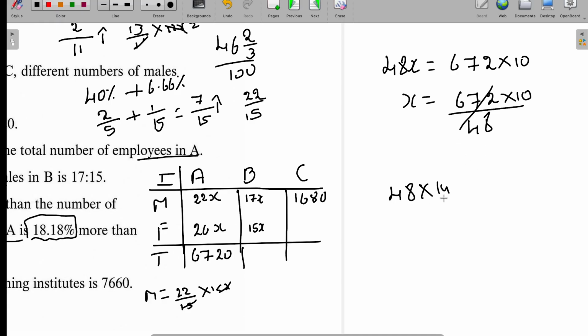If you have a doubt, you can multiply. How to multiply? It is 50 minus 2. 14 50s are 700 minus 14 2s are 28. 700 minus 28, 672. Yes, we got it. Then it will be 140. I hope you understood how I am doing the calculation. x is equal to 140. Then I can find out this value, this value, this value, this value also.